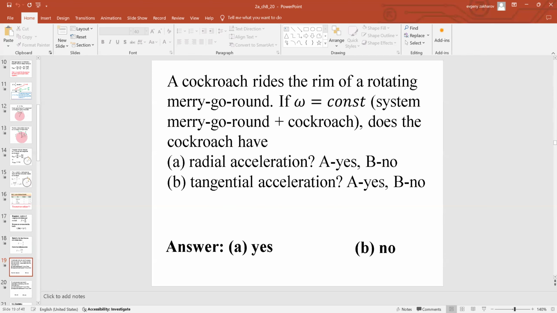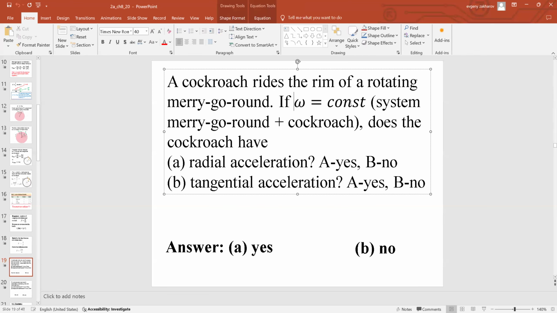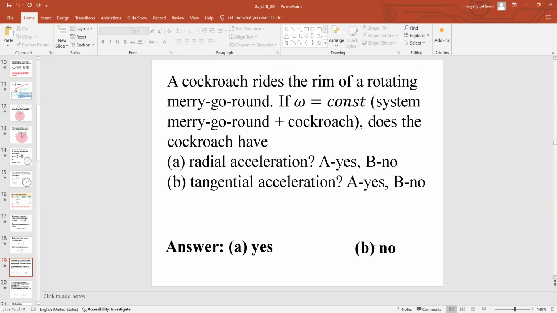Are we speeding up or slowing down here? No, we say omega is constant. That means no change in speeding up or slowing down. It's just no linear acceleration. That's why the answer is no.